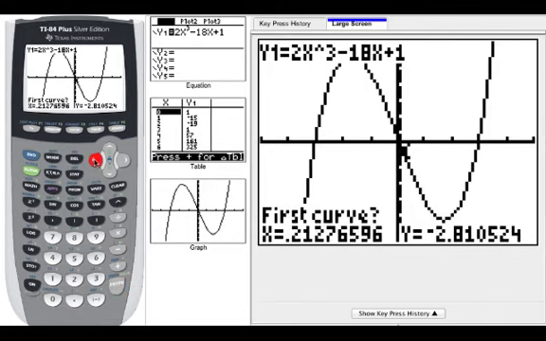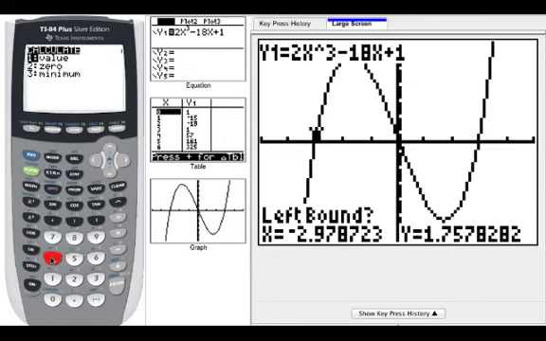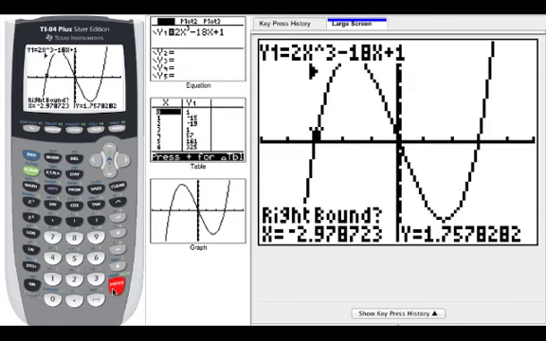well, let's see. Let's get on the other side and let's try this again. Okay. So we have second and trace, and we're going to choose 4 and enter, and it's going to ask for a left-hand bound. So it actually took that as my left-hand bound.